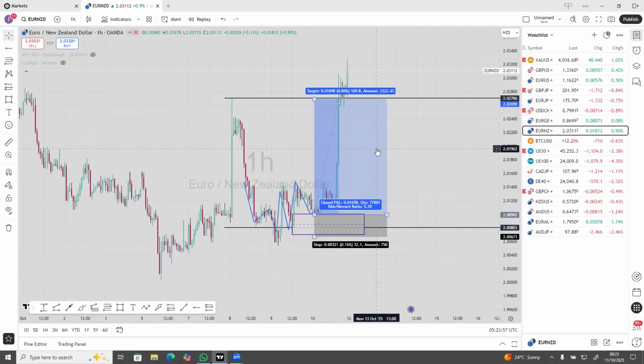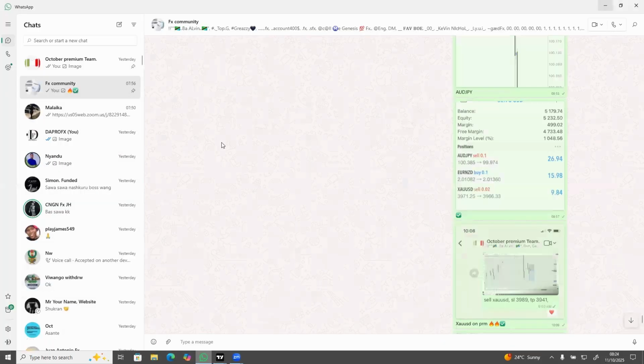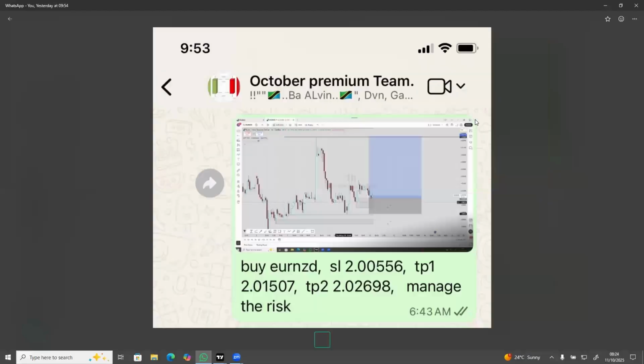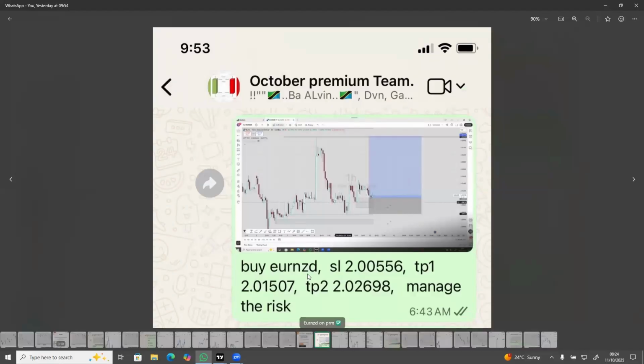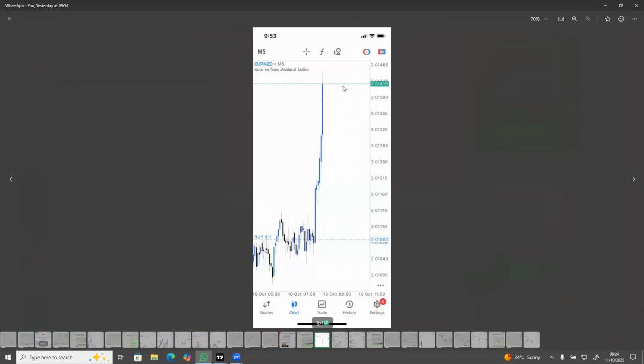Almost pips. How many pips? A lot of pips. 170. 169. That is 170. How it executed that one? You can see that signal by Euro NZD, SELL, TP1, TP2, major risk. Okay. Executed. Boom. To the moon.